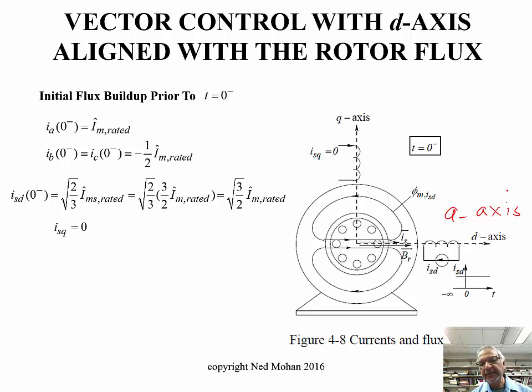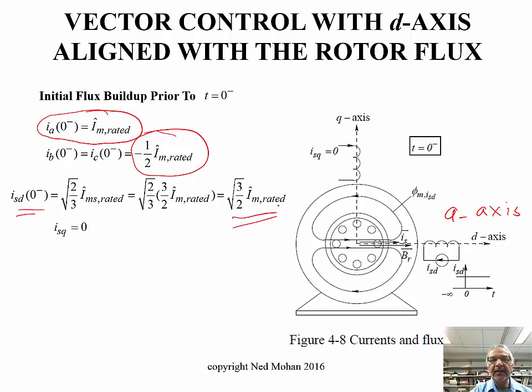So let's say that we are building up these currents slowly, and these currents, as shown by these expressions, you can see that in phase A we are supplying this rated current, and phases B and C have the rated current in opposite direction, and that will produce this ISD to be this value, which will be related to the rated value like this here, and let's say this ISQ is 0.